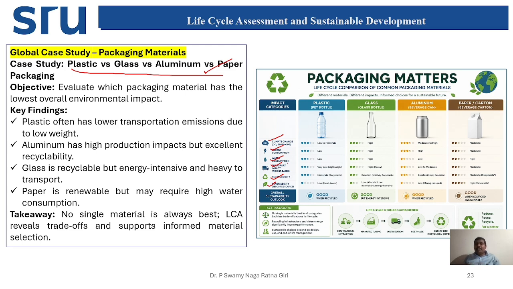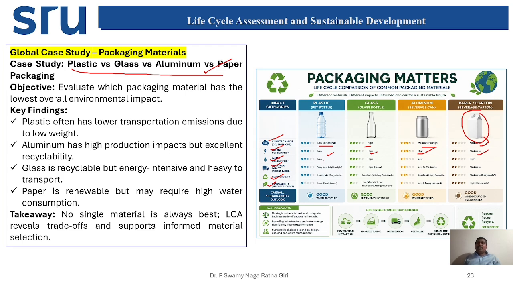Here climate change is low to moderate, and when you go for glass bottle, it is very high; emissions are very high. For the aluminum beverage can, moderate to high. For paper or beverage carton, it is moderate. So you have to prefer paper or carton in terms of climate change emissions. Next, energy consumption is very low for PET bottles, that is plastic bottles, but glass bottle is very high, and aluminum beverage can is very high, whereas paper carton is moderate.